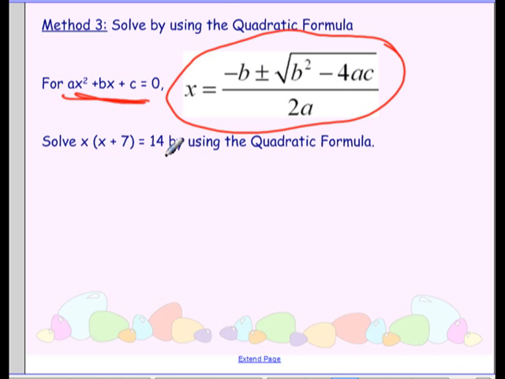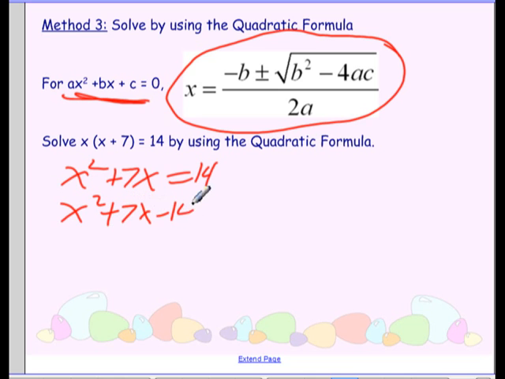So if I wanted to solve this problem using the quadratic formula, I've got to put it in standard form first. So I'm going to distribute. So I have x squared plus 7x equals 14. Go ahead and subtract. So that's x squared plus 7x minus 14 equals 0. And looking at that quickly, I see it's not factorable, so quadratic formula is probably a good bet. So let's see what that looks like.